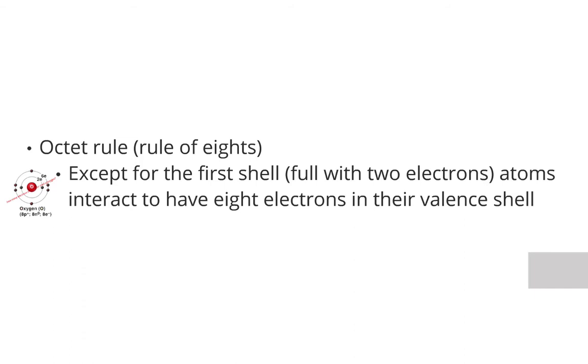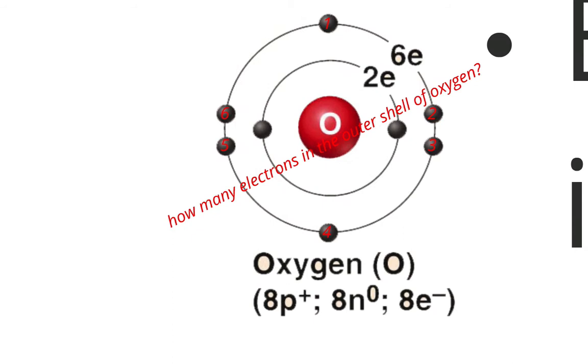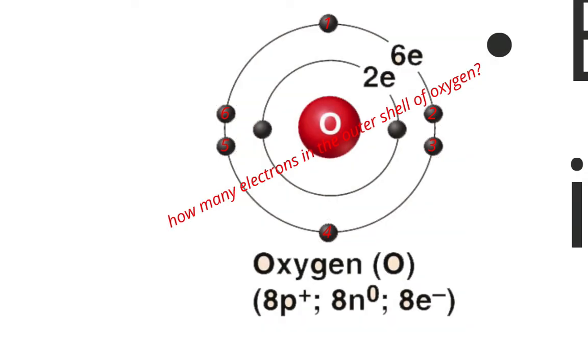The octet rule basically says that except for the very first shell, which is kind of special, it's full with only 2, the other layers can hold up to 8 electrons, and that outer layer likes to be full. So as we look at oxygen here, take a look at that outer ring. Does it have 8 electrons in it? I made it easy for you. I numbered them, and you can start at the top like 12 o'clock on a clock. 1, 2, 3, 4, 5, 6. There are only 6, and I would ask you, is that full? Well, no. Now, if it can hold up to 8, it could hold 2 more.